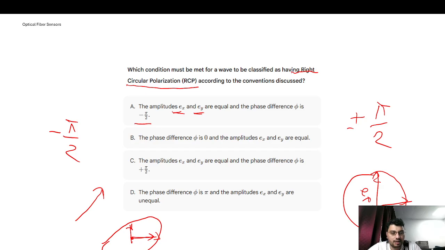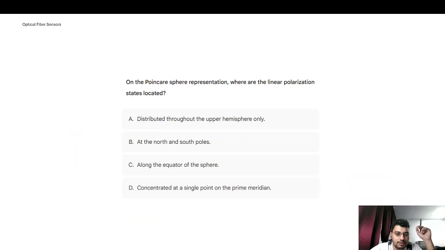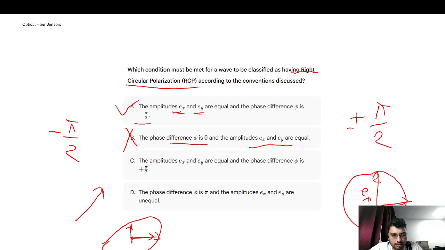Yeah, so your answer is correct here. This one is not correct because the phase difference phi is 0, though the amplitudes are equal. Moving on, the plus pi by 2 is not correct because we are discussing right circular polarization. And the last one is also not correct. Both are unequal. It's not possible in circular polarization.